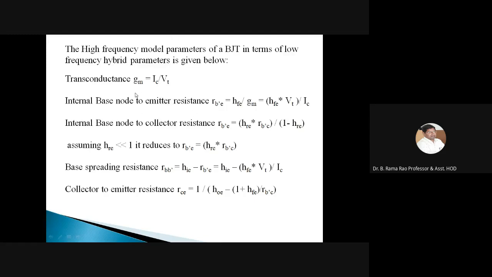We can convert these hybrid pi parameters into H parameters by using these formulas, and we are also going to validate the hybrid pi model parameters under dynamic conditions, depending upon the value of IC. IC means output current, VT means threshold voltage or temperature, and VCE means output voltage, or collector to emitter voltage.